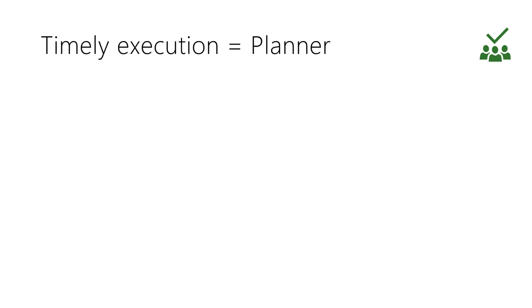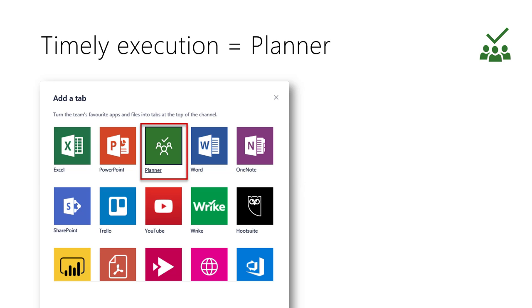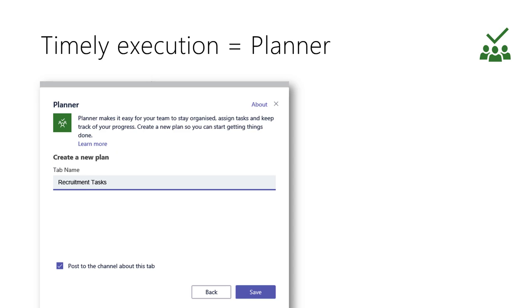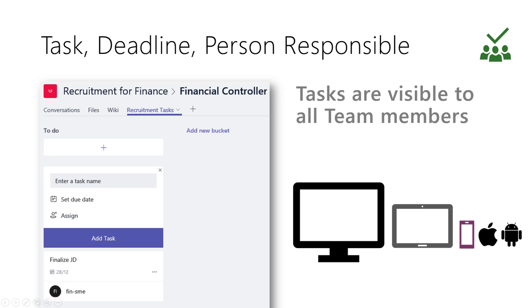Timely execution is very important. Everyone needs to know who is doing what and when. No problem. Notice the plus sign in the Teams app. Many powerful tools can be added from here. We will add a planner tab to create and manage tasks. Specify the task details, the due date, and assign it to team members. All team members can see what others are doing. This helps you execute the work faster.